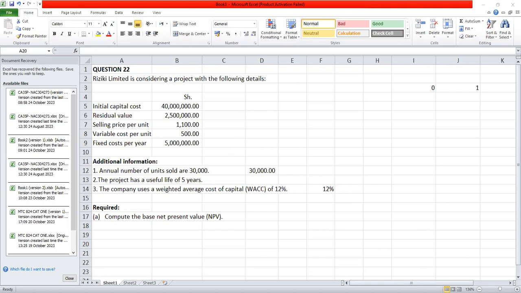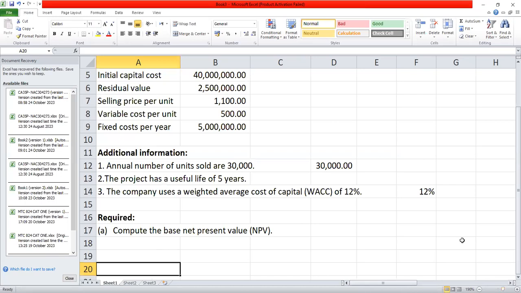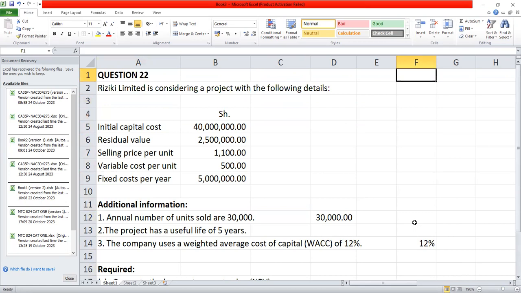Today I want to focus on business data question 22 that was tested in the August 18th. I'm going to do part A, which says Riziki Limited is considering a project with the following details.